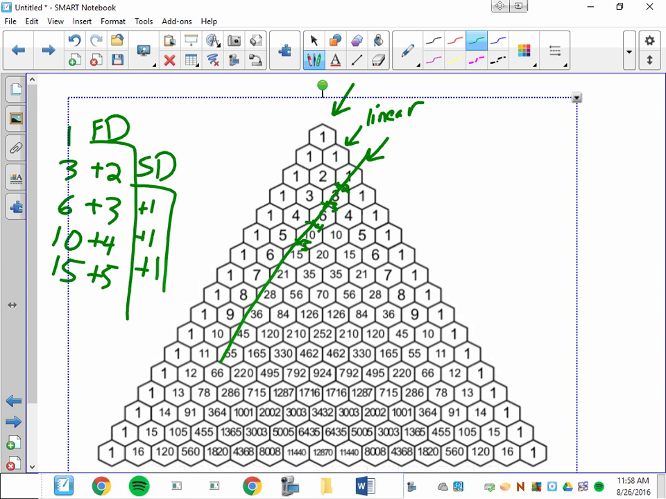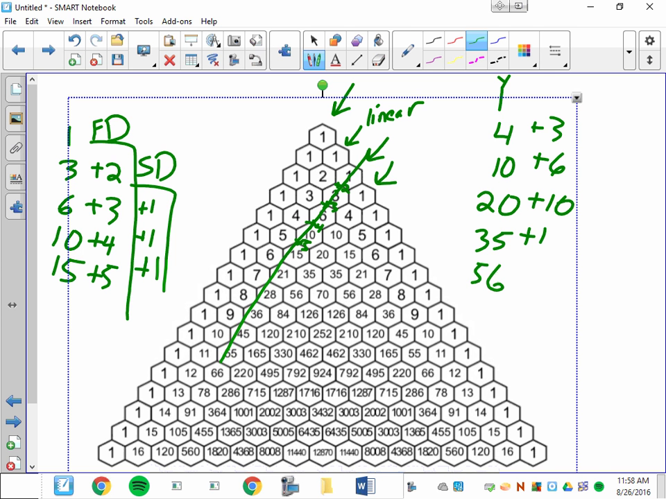Okay, let's look at the next one. So if I look at this diagonal, 1, 4, 10, 20, 35, 56. So these are my y values. So plus 3, plus 6, plus 10, plus, did I mess up?